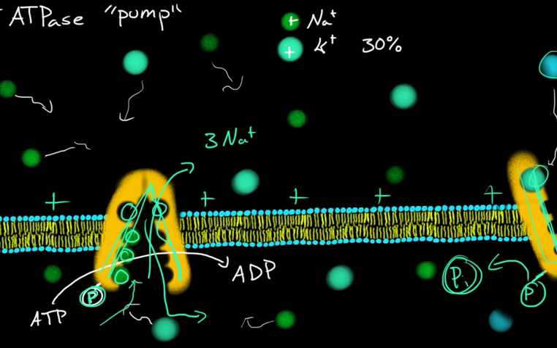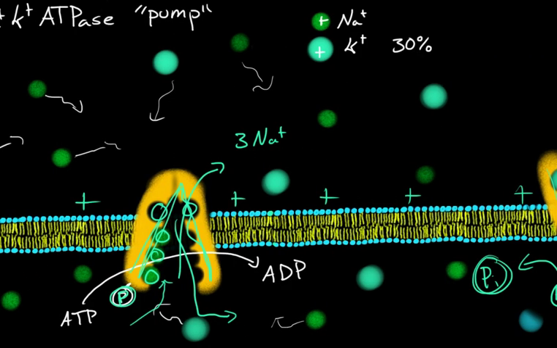And I guess that's all I have to say. Just remember, ATP is the energy source, and it provides the phosphate group.